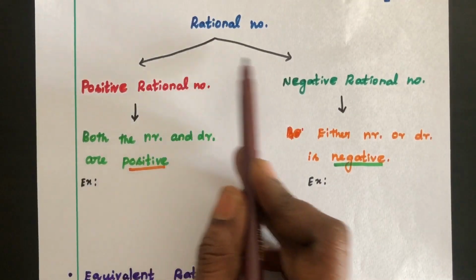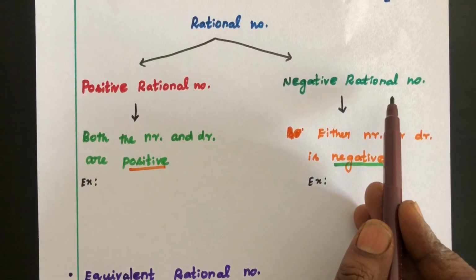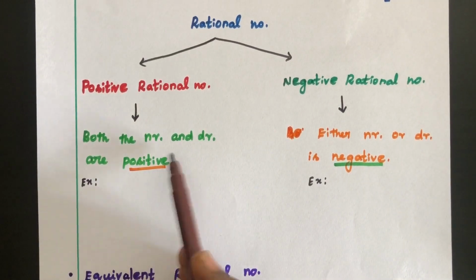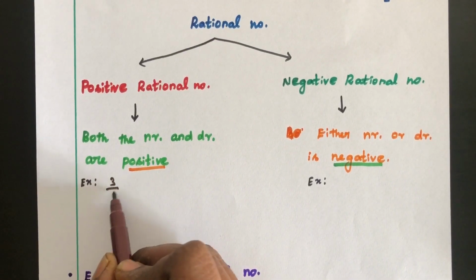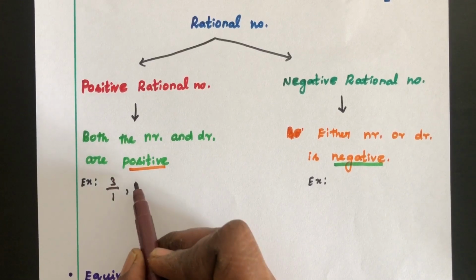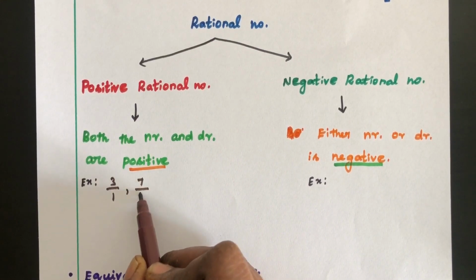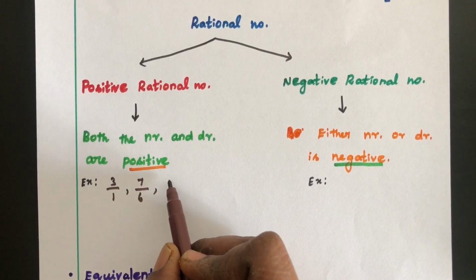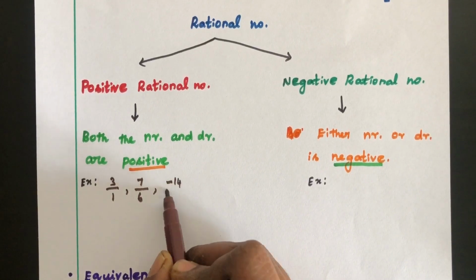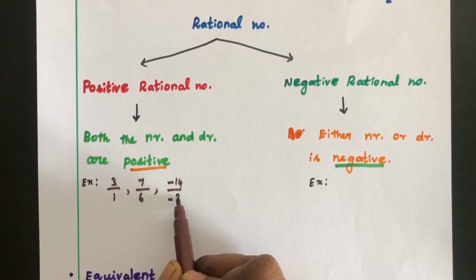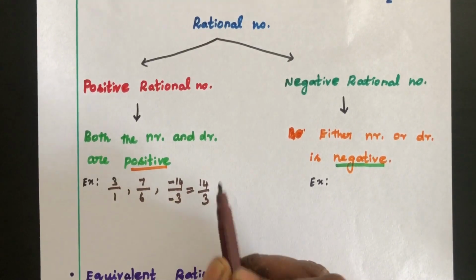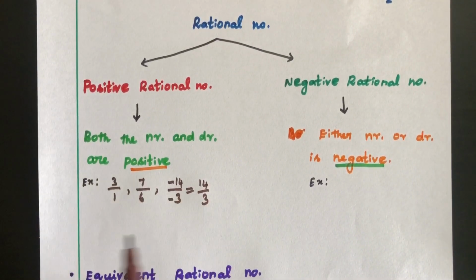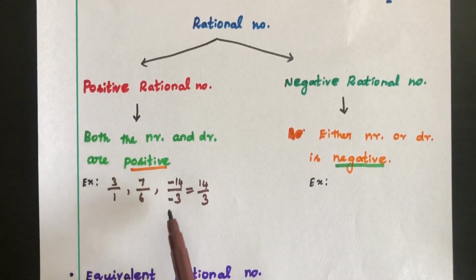Rational numbers can be divided into two: positive rational numbers and negative rational numbers. If both the numerator and the denominator are positive, then it is called a positive rational number. See here, suppose 3 by 1, numerator and denominator positive. Even 7 by 6, a positive rational number. Also, if you see minus 14 divided by minus 3, this is also positive, because negative by negative, like signs, means it is positive only, right? So both the numerator and denominator are positive. Otherwise, it should have the same like signs in the numerator and denominator. That's all.